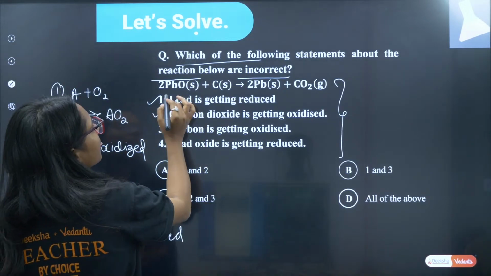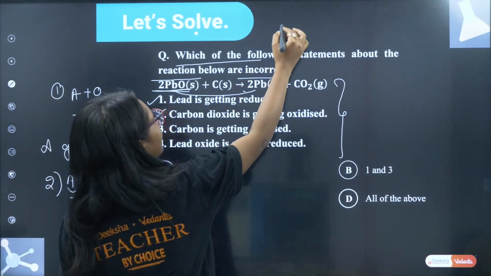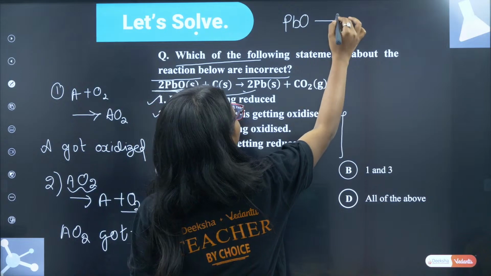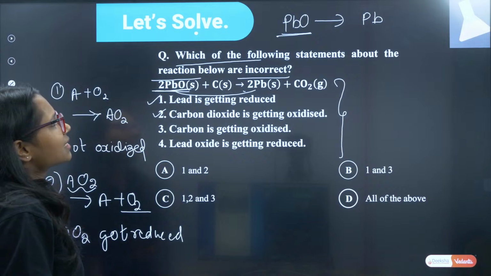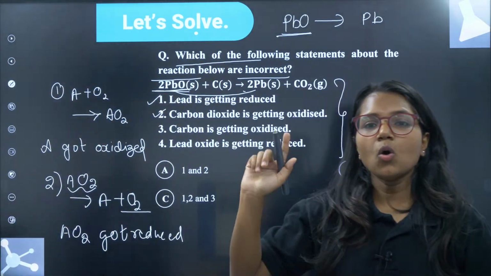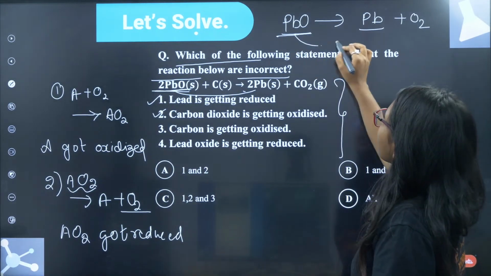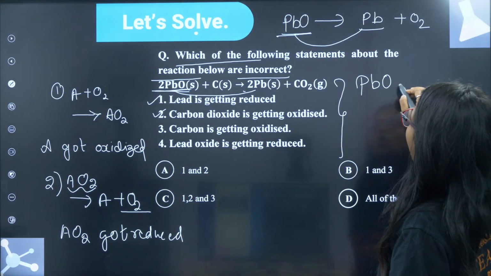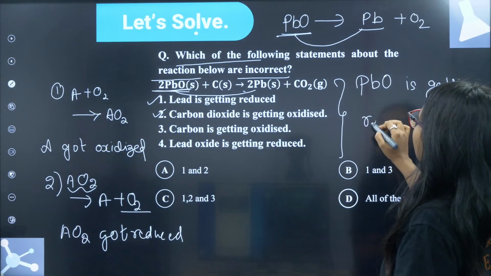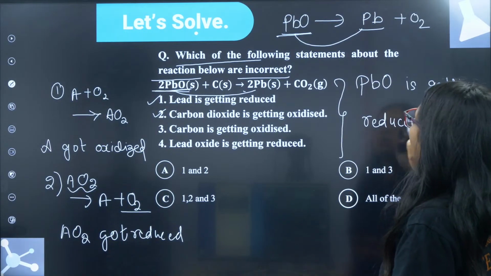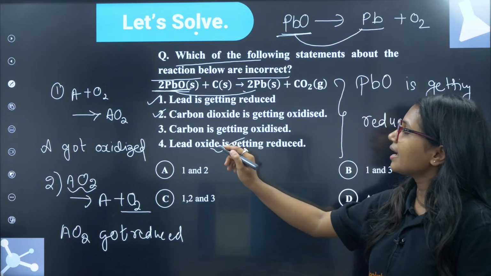Yes, okay, see here. PbO2 is converting into Pb. Can you tell me what is happening with PbO2? It is converting into Pb, so you are removing the oxygen. Can I say that PbO2 is getting reduced because you have removed oxygen? So statement number 4 is correct.